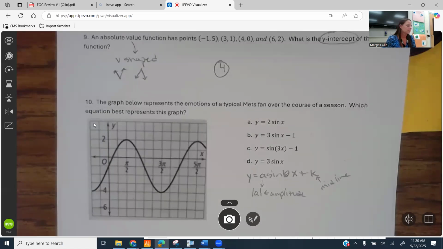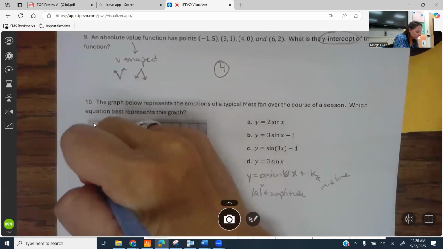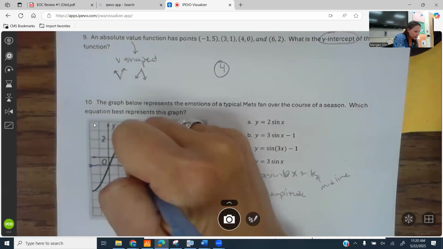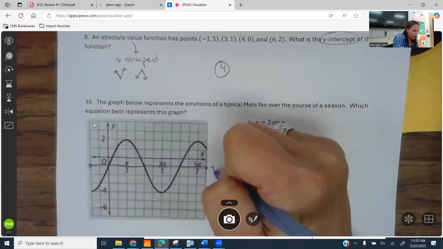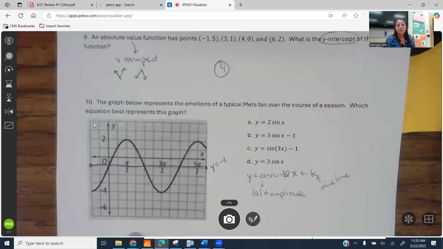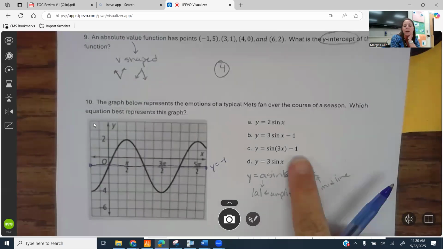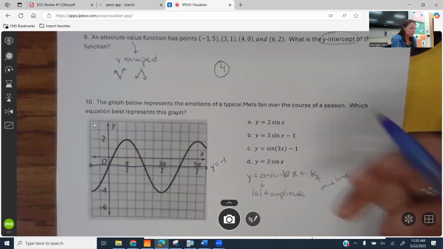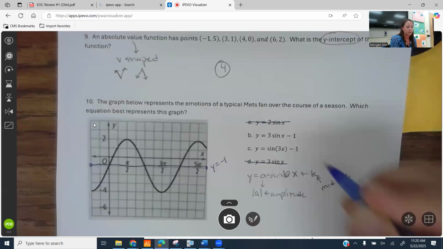But your midline is the thing that goes, the line horizontally that goes through the center. And here, when I'm splitting this up, here's our midline right here. And where is that at? Y equals -1. What that means is right here, you're going to have a -1. So we can automatically eliminate this right here.